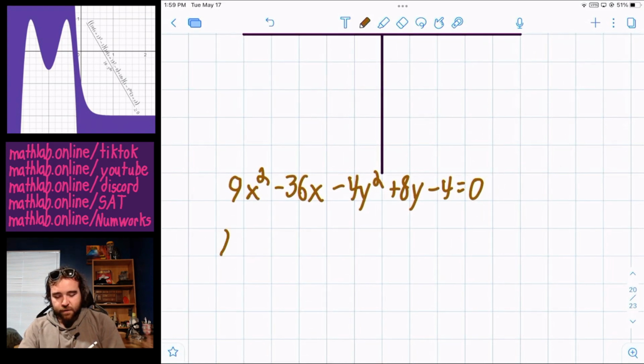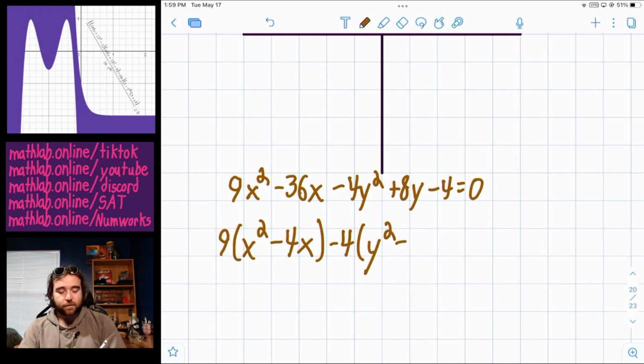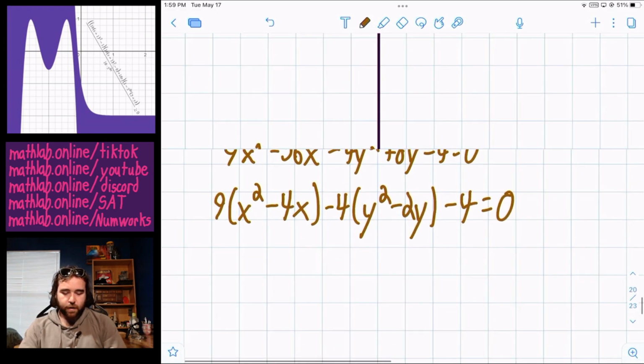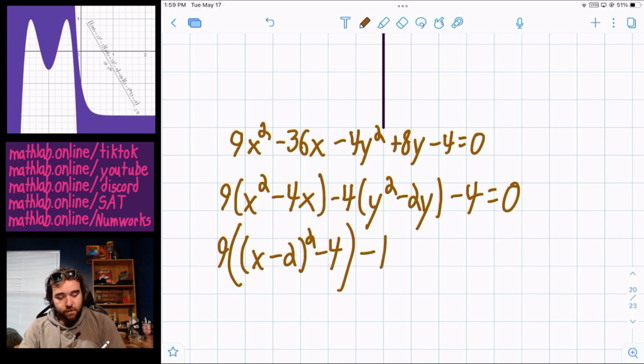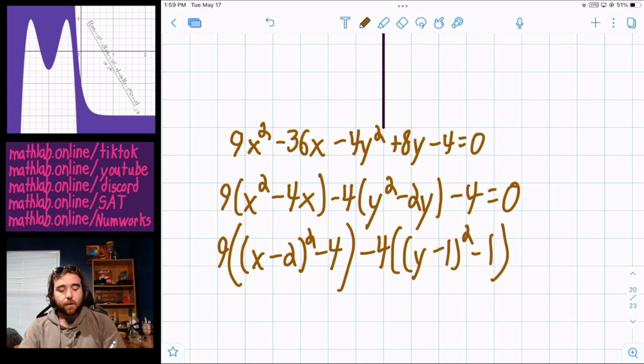So we got to factor out what we got to factor out. So that leaves that. Factor out the negative 4. Y squared minus 2y minus 4 equals 0. Now we can complete the square. So we got the double parentheses. 9 times (x minus 2 squared minus 4) minus 4 times (y minus 1 squared minus 1) minus 4 equals 0.